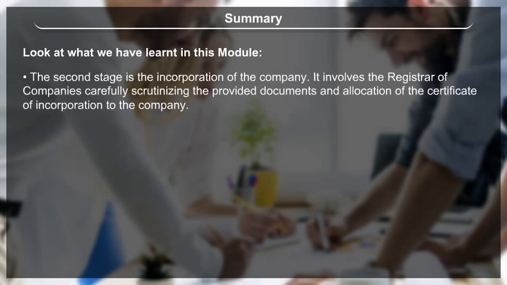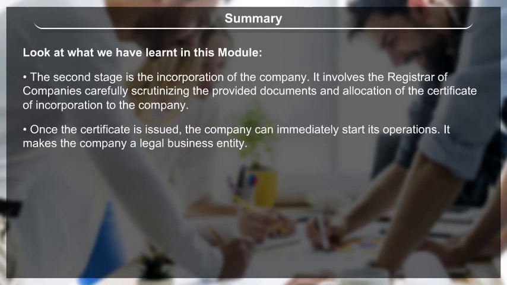The second stage is the incorporation of the company. It involves the Registrar of Companies carefully scrutinizing the provided documents and allocation of the certificate of incorporation to the company. Once the certificate is issued, the company can immediately start its operations. It makes the company a legal business entity.